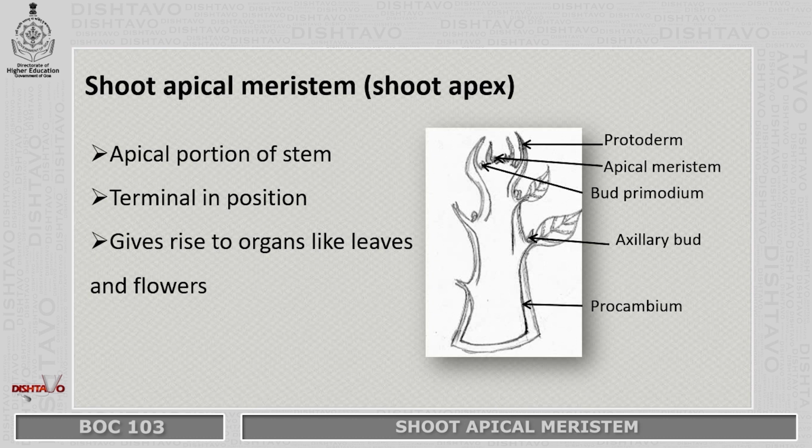Shoot apical meristem is also called the shoot apex. If you see the structure in this diagram, the apical meristems are present at the tip of the stem. They are terminal in position, and on differentiation this apical meristem gives rise to different organs like the leaf, stem, and axillary buds. Axillary buds are formed upon leaf formation and stem elongation, then bud primordia, and the outermost here is the apical meristem.